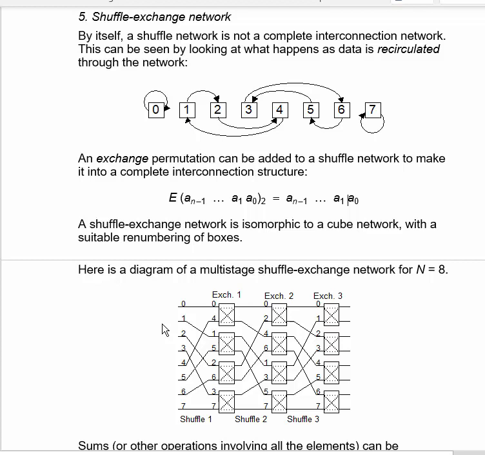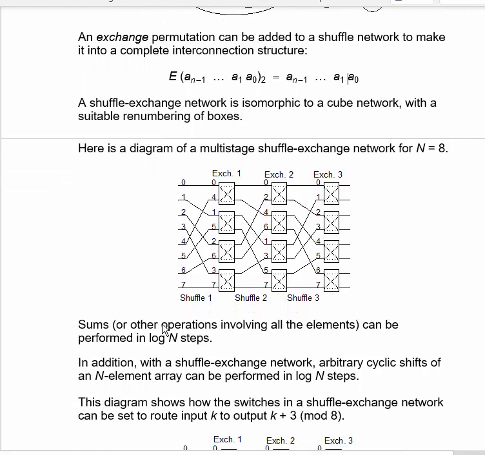Now that's a kind of a single stage diagram because it shows the places you can get at each step. A shuffle exchange network is more commonly a multi-stage network. And here's the diagram that we have for a multi-stage shuffle exchange network. You can see all of the switches can be set to pass through or to cross over. So you can go from 0 down here to 6, and you can stay at 6. You get from 0 to 6 by setting the first two switches to cross over and the last one to pass through.